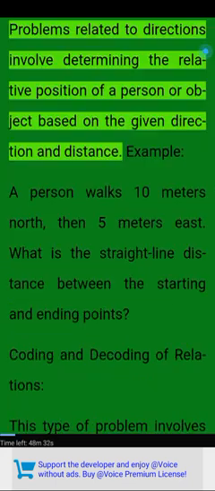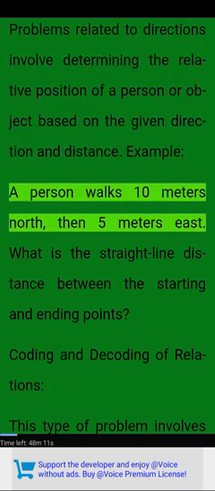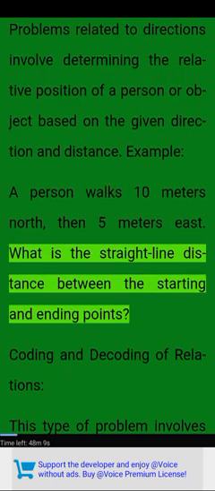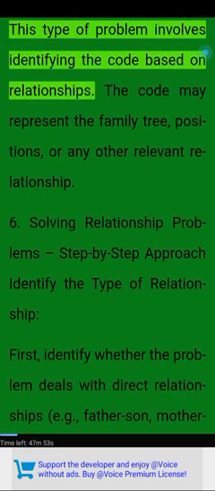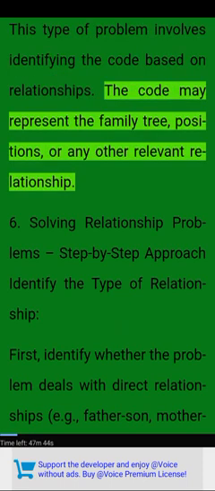Directions and distances. Problems related to directions involve determining the relative position of a person or object based on the given direction and distance. Example: A person walks 10 meters north, then 5 meters east. What is the straight line distance between the starting and ending points? Coding and decoding of relations. This type of problem involves identifying the code based on relationships. The code may represent the family tree, positions, or any other relevant relationship.